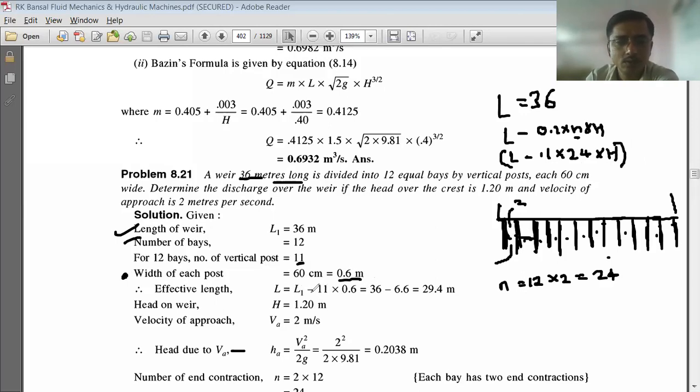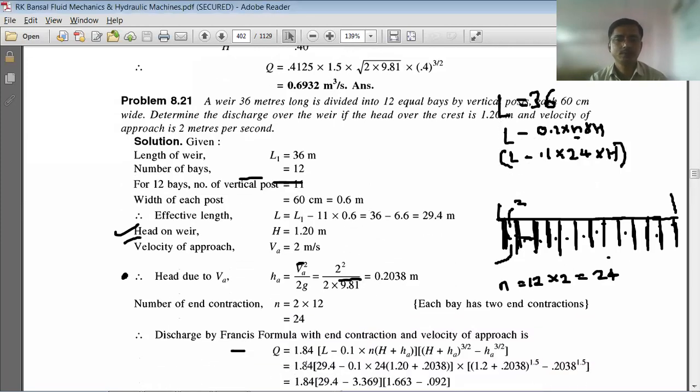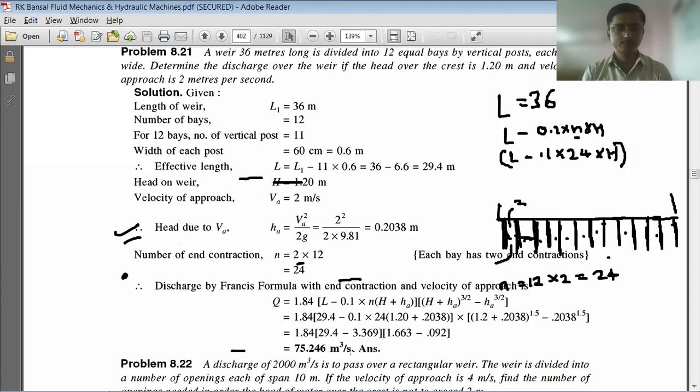ठीक है. L is equal to L1 minus 0.1 into 0.6. So they have used the formula in this way. Okay, discharge through the Francis formula. Q is equal to 1.84 into L minus 0.1 into N into H plus HA. आता याच्यामध्ये with end contraction and by considering velocity of approach हा फॉर्म्युला आपल्याला या ठिकाणी वापरावा लागेल to find out the discharge. ठीक आहे.